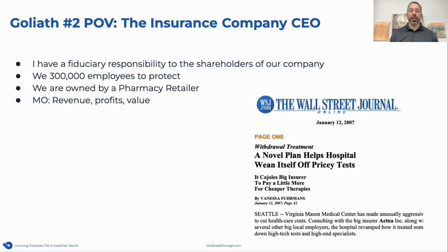So it gives you the idea right away that the hospital system and the insurance company have a fiduciary responsibility first and foremost. That means they have to be profitable. Well, by law, what's the only way that an insurance company can increase their profits? They have to pay out more, right?